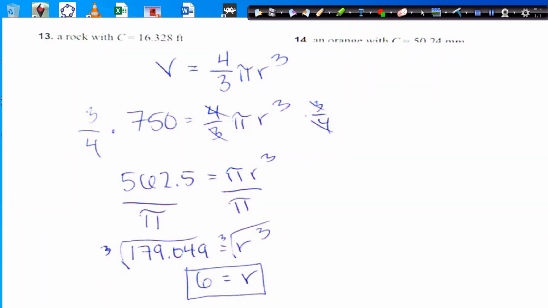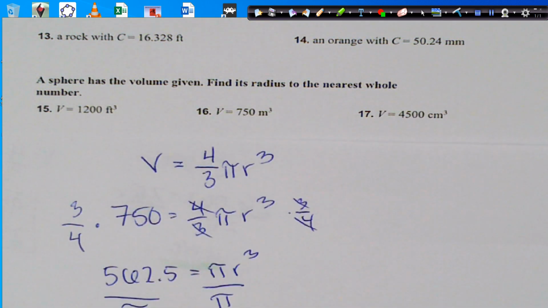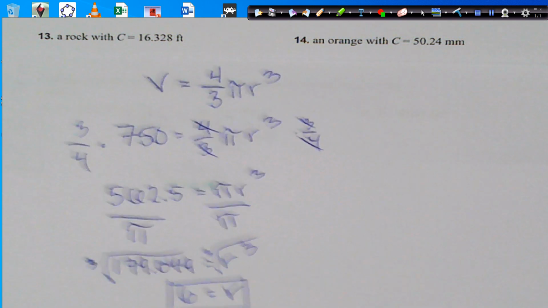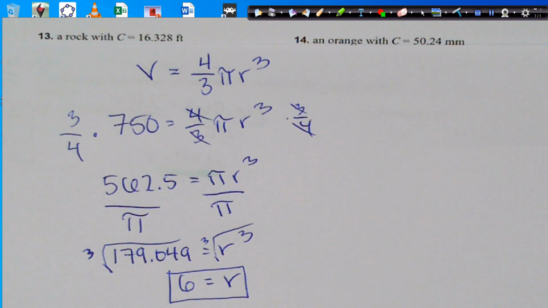Okay. Alright, that is the worksheet. That pretty much sums it up. Volume for a sphere is pretty easy because we only got one thing going on.